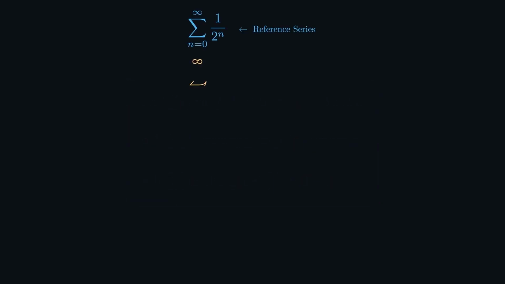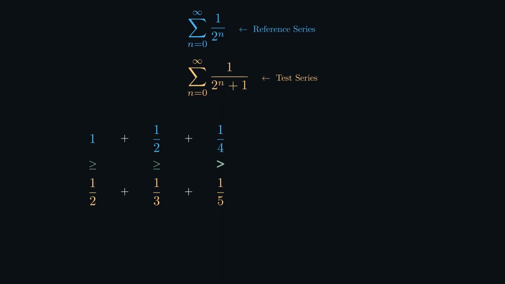We have two series. One will be our reference series, from n equals 0 to infinity of 1 divided by 2 to the n. This will be our reference series. Our next series will be from n equals 0 to infinity of 1 over 2 to the n plus 1. This will be the series that we're trying to test whether it converges or not. Now, if you look at all of the terms in this series, you will realize that 1 over 2 to the n will have the terms 1, 1 by 2, and so on. And the 2 to the n plus 1 will have 1 by 2, and so on and so on.